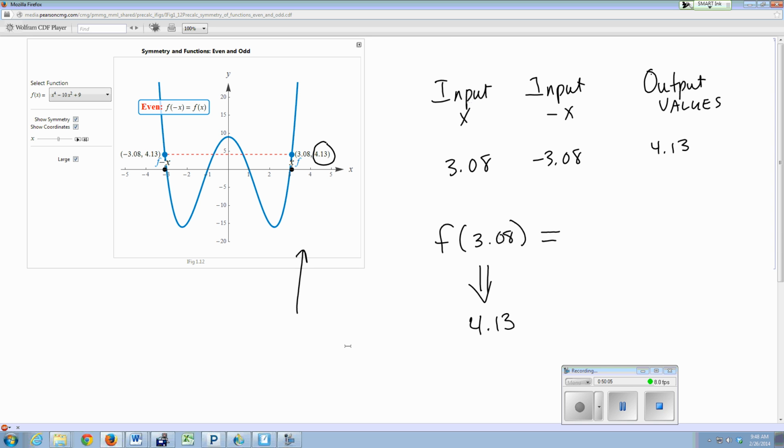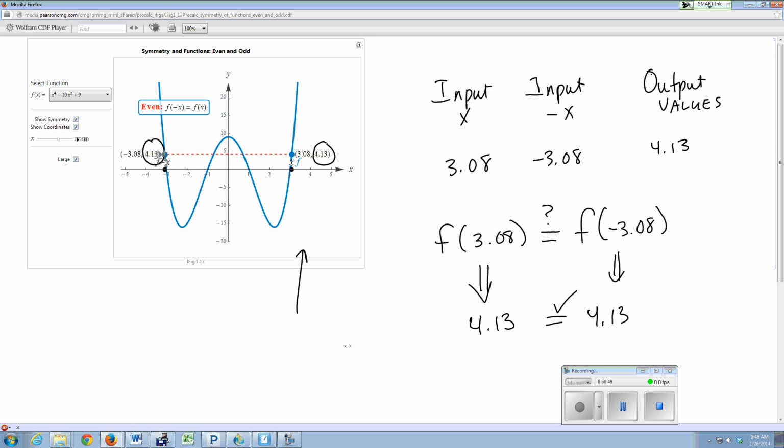The question to show whether something is even or odd is to say, if I look at its opposite value, if I plug in negative 3.08, is the value of my function exactly the same? So let's go over here. Negative 3.08, what's the value of my function? What is f of negative 3.08? It's 4.13. Cool. Now, I do have the equation. So you could do this forever and ever for every single value of x, and you still could not say it's even, because it's impossible to prove it with specific points.